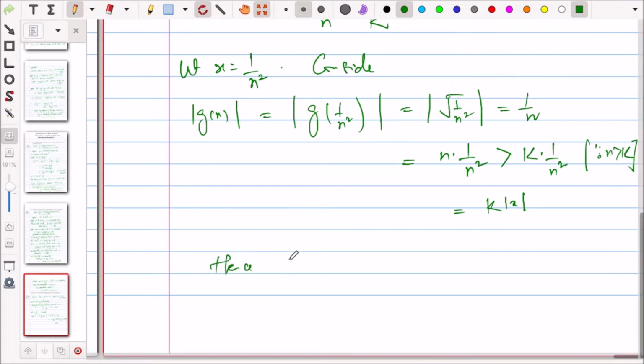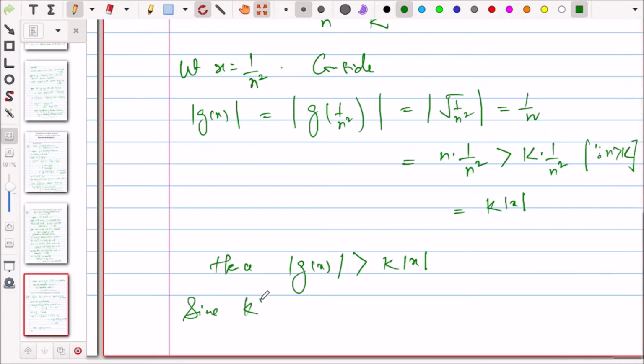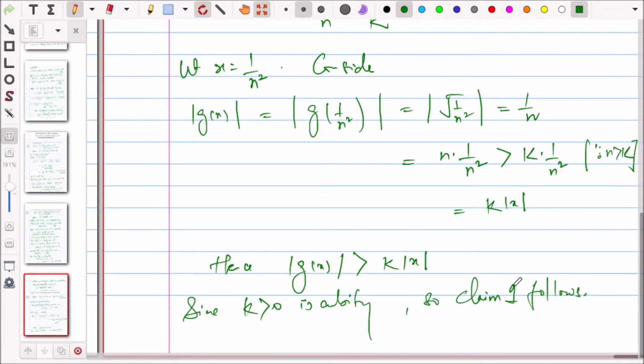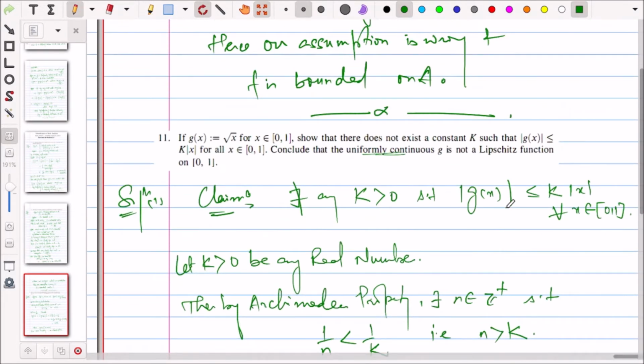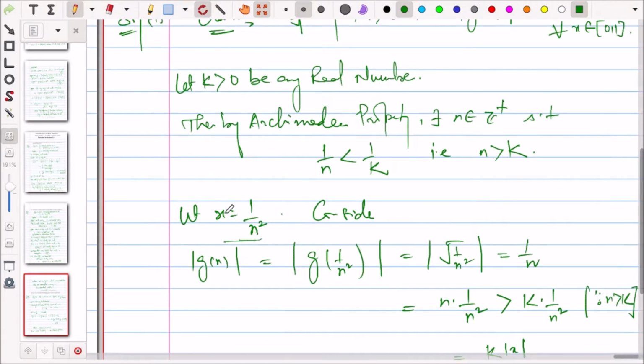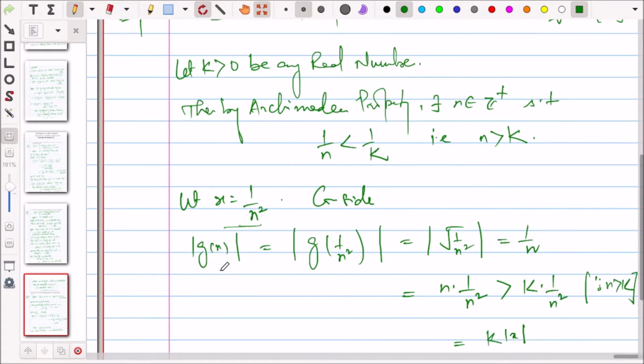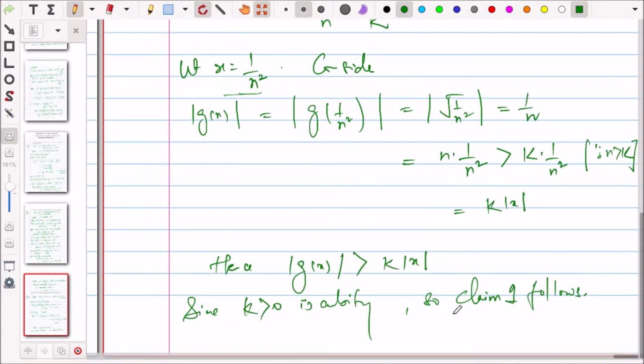So hence g of x is greater than k times mod x. Now since k greater than 0 is arbitrary, claim 1 follows. So we are able to show that we cannot find any k greater than 0 such that g of x is less than or equal to k times mod x for all x belonging to 0 to 1, because we started with any arbitrary k and we are able to find an x such that g of x is greater than k times mod x.